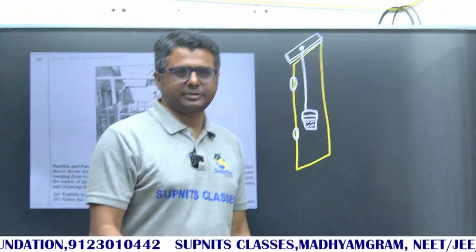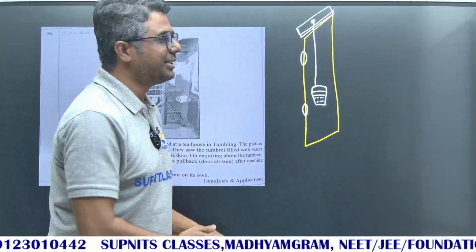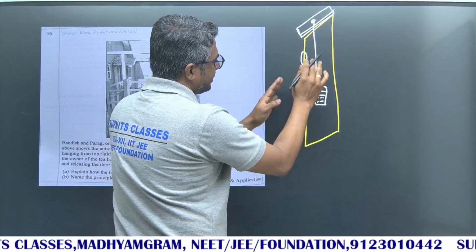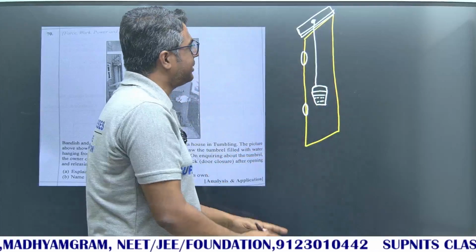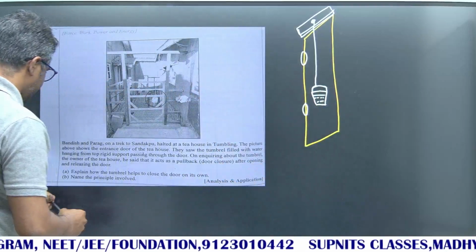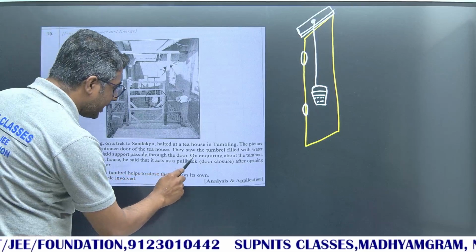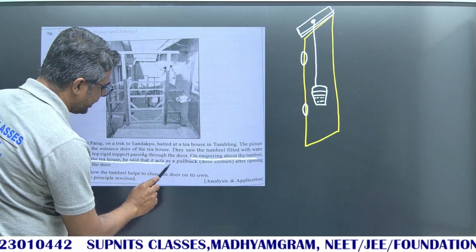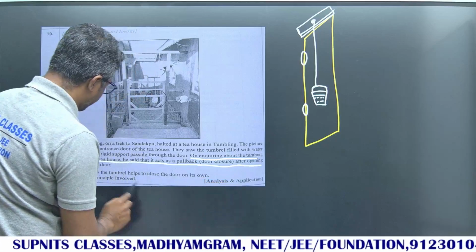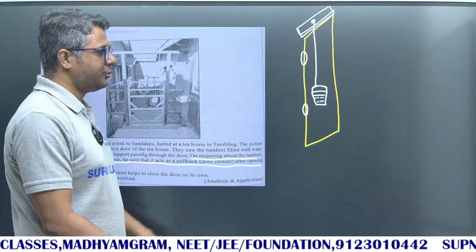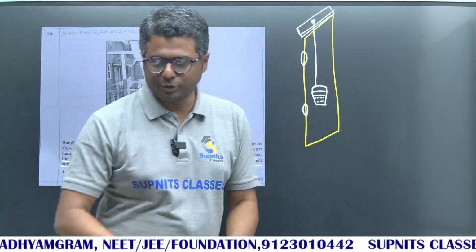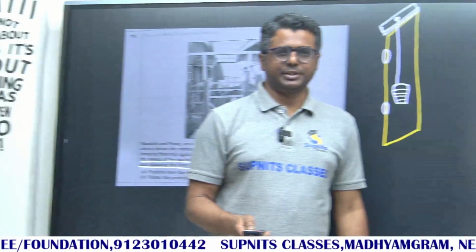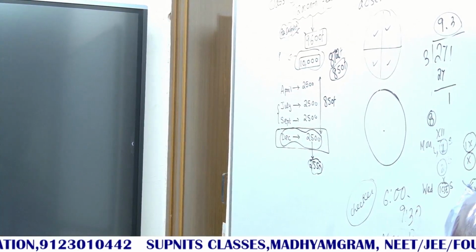Okay, so coming back to normal, let us see this one. This is a closed door, right. Now, the question is, on enquiring about the tumbrel, the owner of the tea house said that it acts as a pullback door closure after opening and releasing the door. So, I open the door, even I can show you in this one also. If you see this one, I will show you this one.